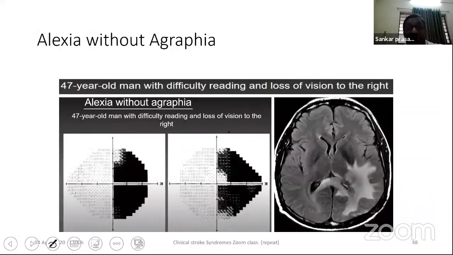So this is the alexia radiography. We have already seen this, so we're not going to go back to that.